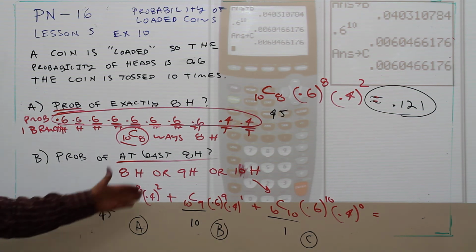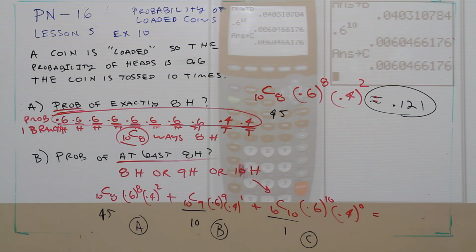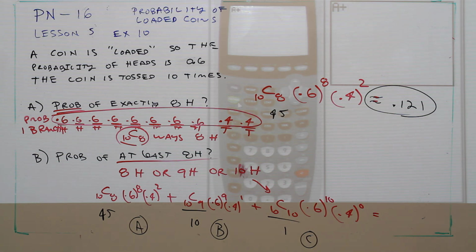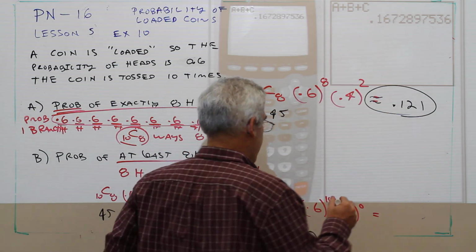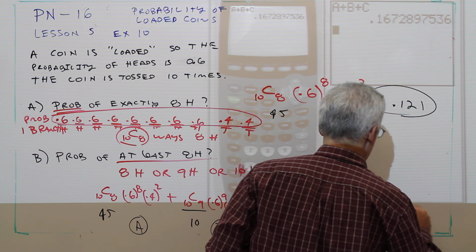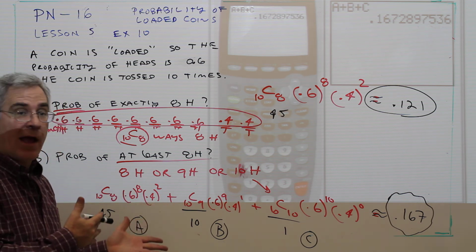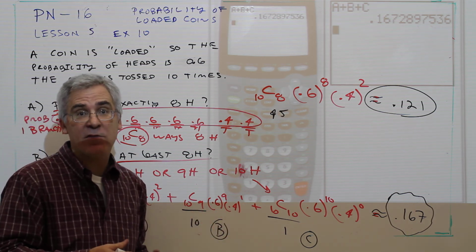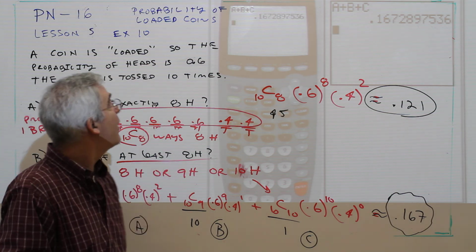Okay, so I've got alpha A, alpha B, alpha C. I'll just sum them and report to 3 decimal places. Alpha A plus alpha B plus alpha C, enter. And I get about 0.167. And it's always best to round at the very end, and storing things into alpha A, B, and C are useful for that purpose. So there you have it, how to figure out the probability of loaded coins.